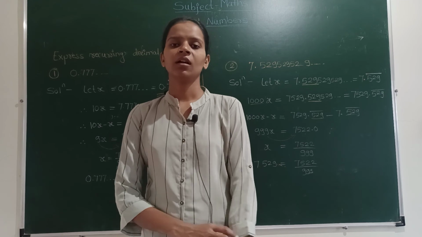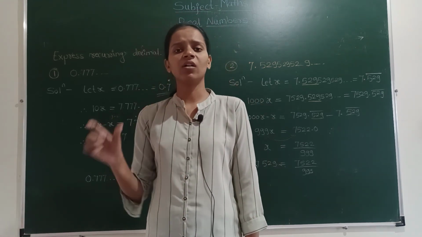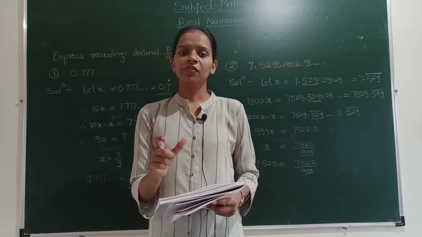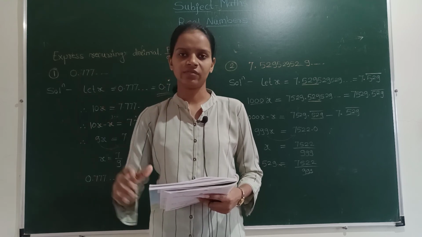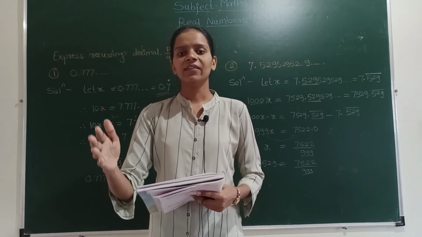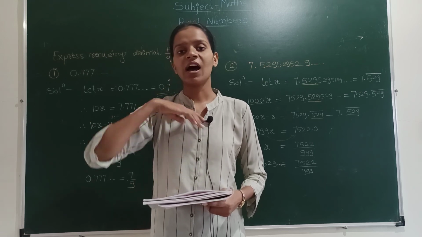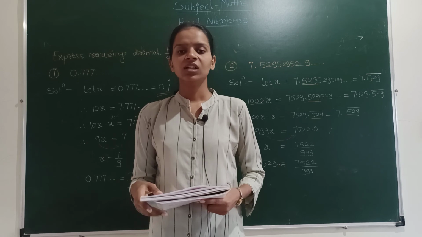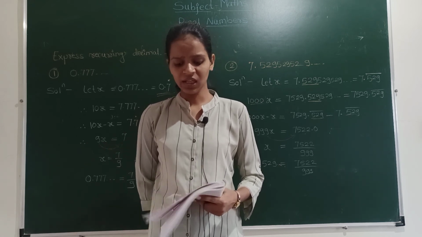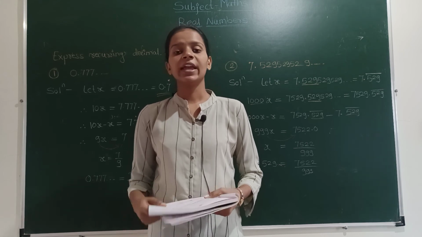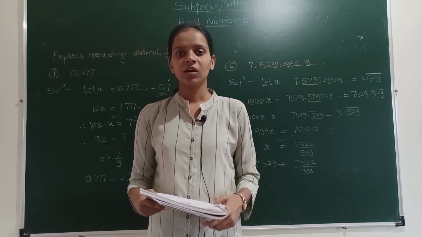The easiest way to understand whether the given expression is terminating or not: if the factors are 2 or 5 only, then the expression will be of terminating type, and if the factors are other than 2 and 5, then the decimal expression will be non-terminating or of recurring type.